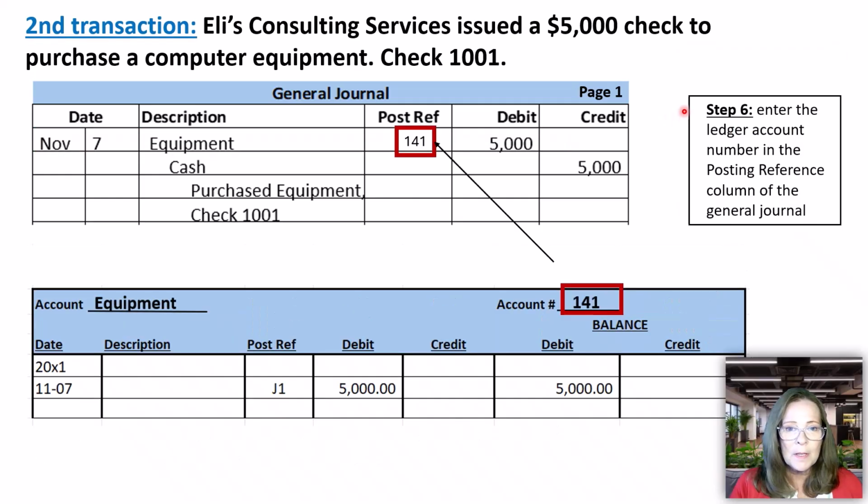As part of step 6, we write the account number 141 into the first line of the journal entry to show that this line was posted. But we're not finished yet. We still need to manually post the second line of our entry.